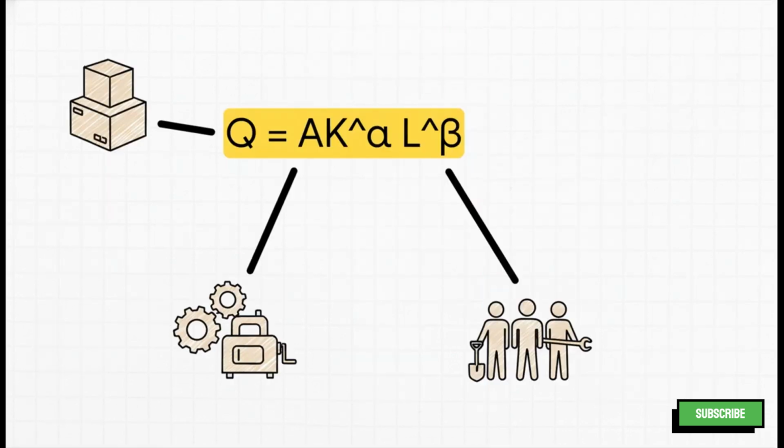And here's the function itself. Here, Q just means total output. And the two inputs, the factors of production, are K, which stands for capital, think machinery and equipment, and L, which stands for labor. It's a fundamental model that shows how inputs get converted into output.